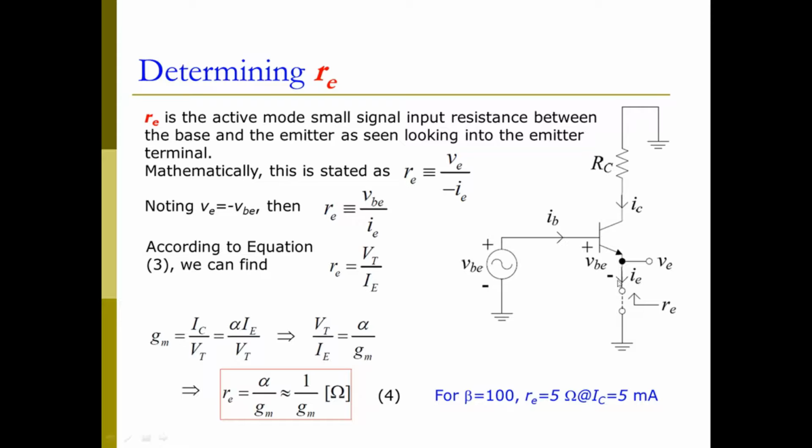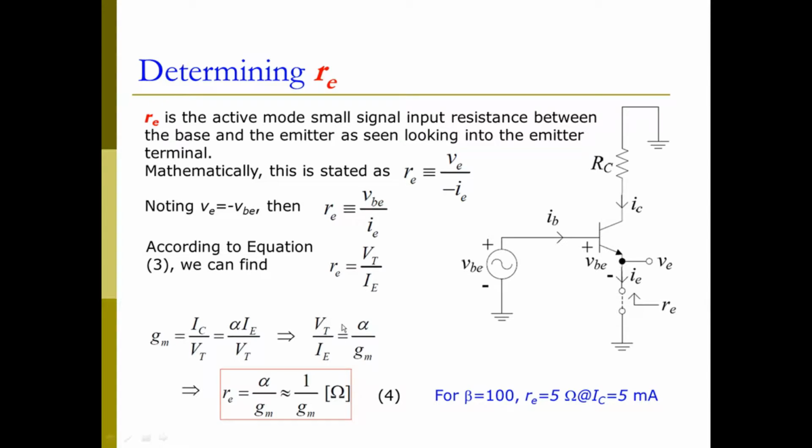Our VE here needs to equal negative VBE, because we are talking about this loop, right? This VE has to equal a negative VBE. If we replace our VE by the negative VBE, we get our RE here will equal VBE divided by IE. RE we already derived from our equation 3. We just plug in, and then we eventually will be able to get this formula here.